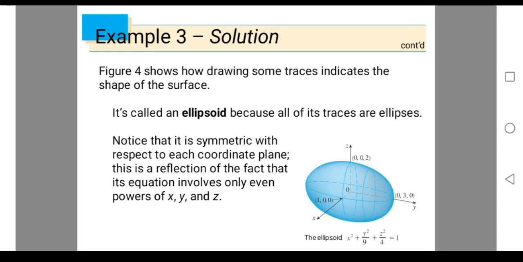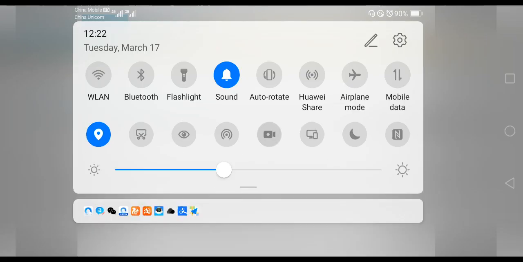It seems that if we have any kind of odd power, like 1 or 3 or 5, it will not come in this ellipsoidal shape.